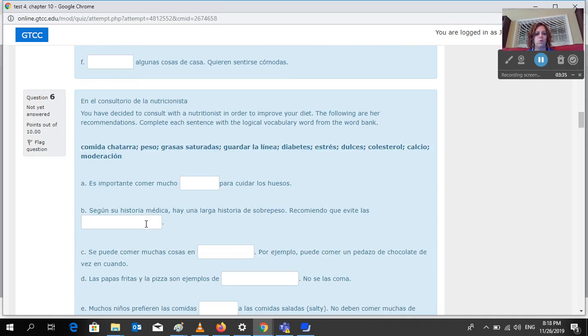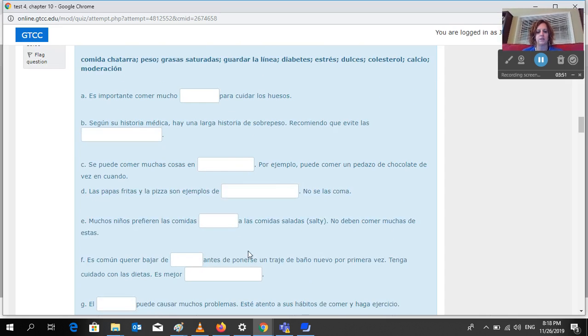El consultorio de la nutricionista. You have decided to consult with a nutritionist in order to improve your diet. The following are her recommendations. Complete each sentence with a logical vocabulary word from the word bank. So read the sentence and pick a word from the word bank to complete it.